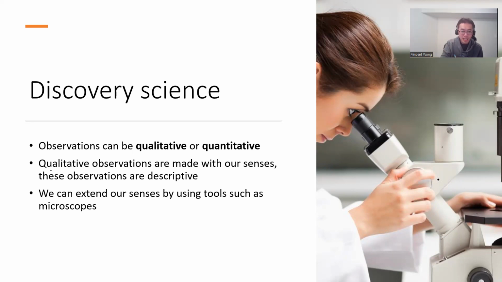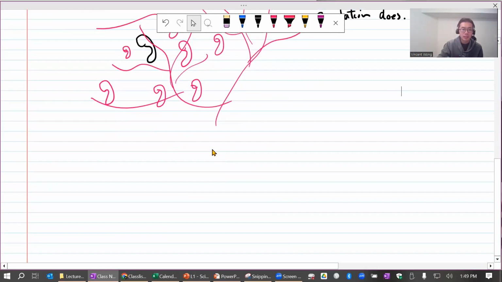So qualitative observations, the first one. Qualitative is like the word quality. When we try to feel the quality of something, we use our senses. So let's write down some examples of qualitative observations.